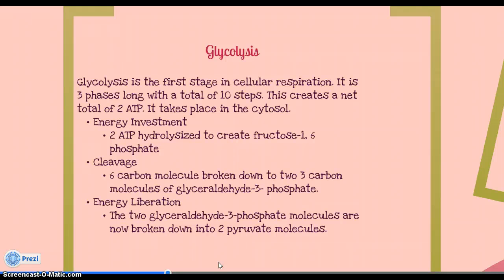The energy investment phase is the first major step in glycolysis, and 2 ATP are hydrolyzed to create fructose 1,6-bisphosphate. Then the cleavage step occurs, where the 6-carbon molecule is broken down into 2 3-carbon molecules of glyceraldehyde 3-phosphate. The energy liberation step occurs, and the 2 glyceraldehyde 3-phosphate molecules are now broken down into 2 pyruvate molecules.